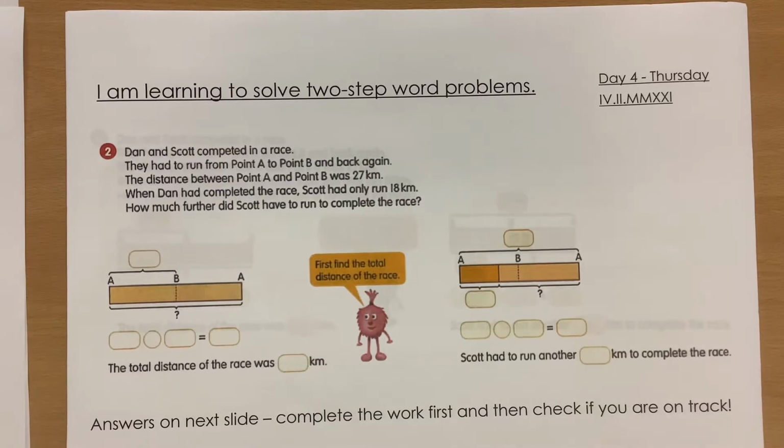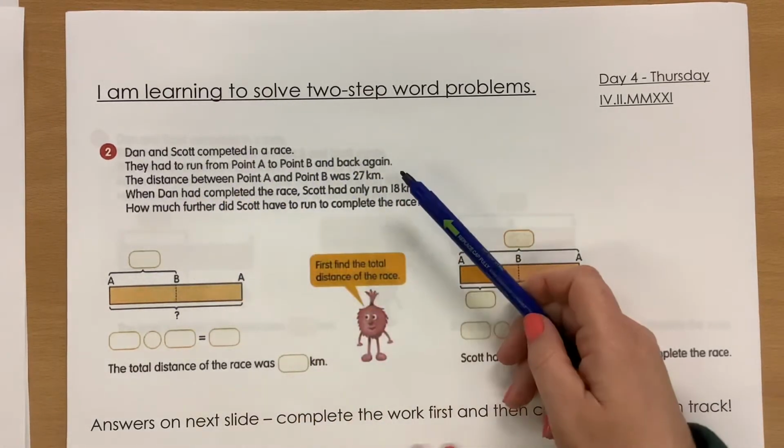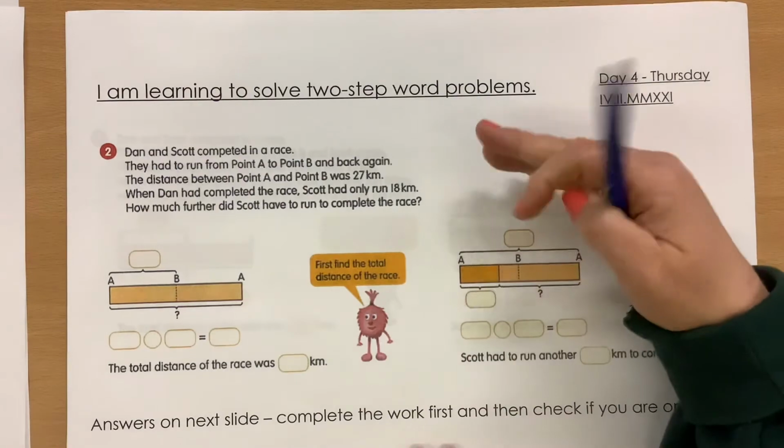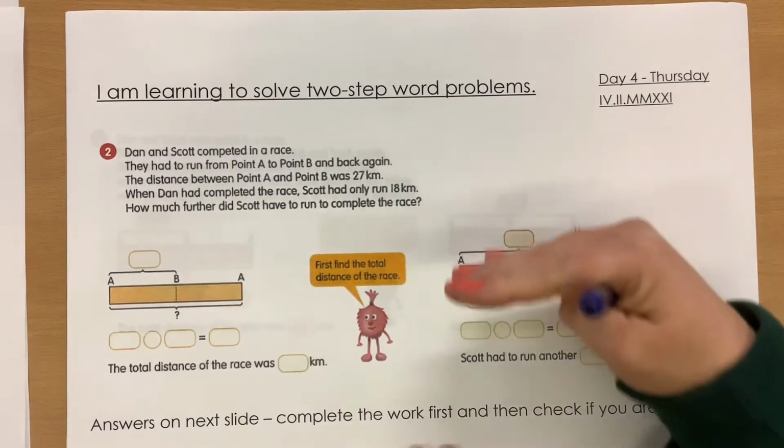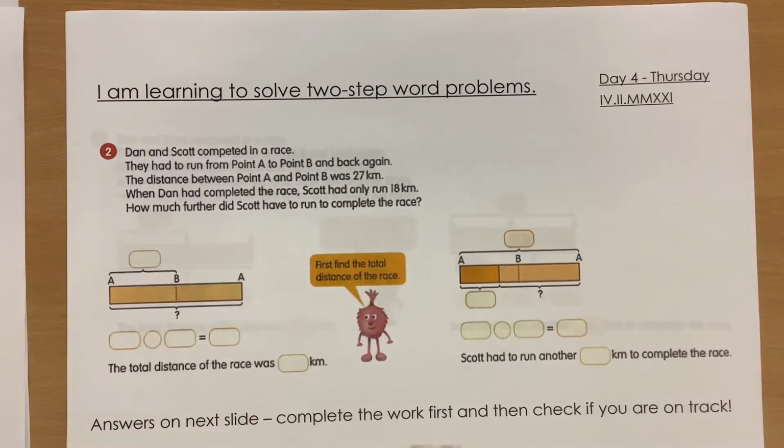I am learning to solve two-step word problems. So we're still carrying on with that, but you will see a bit of a difference in this word problem because it doesn't sort of break it down into an A question and a B question. You've really got to analyse all the information that you've been given to work out how you're going to answer the question.